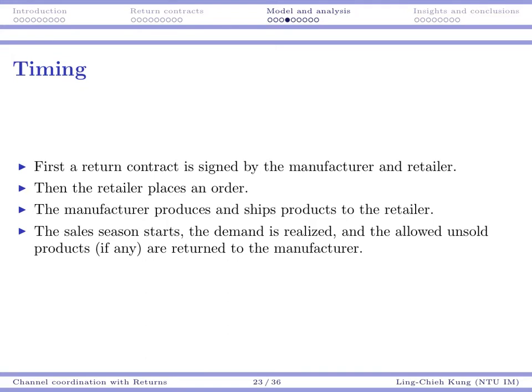So we're going to assume at the first stage a return contract is signed, and then the retailer must decide an order quantity, and then the manufacturer will make the production and deliver the products to the retailer. The retailer then sells to the uncertain demand after the demand is realized. And if there is any unsold product, the allowed unsold products will be returned to the manufacturer. That's the timeline of this problem.